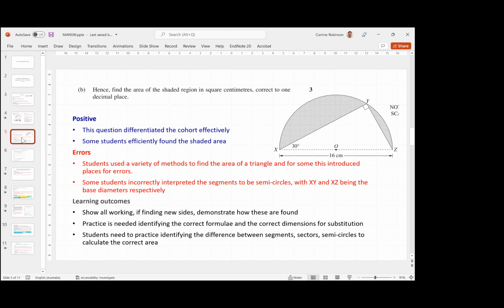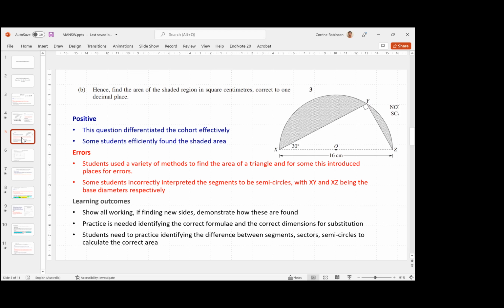For part B, a little bit more complex. So the question certainly differentiated the cohort effectively. Some students efficiently found the shaded area simply stating the area of the semicircle, subtracting the area of the triangle. But we saw a lot of different methods used to find the shaded region.